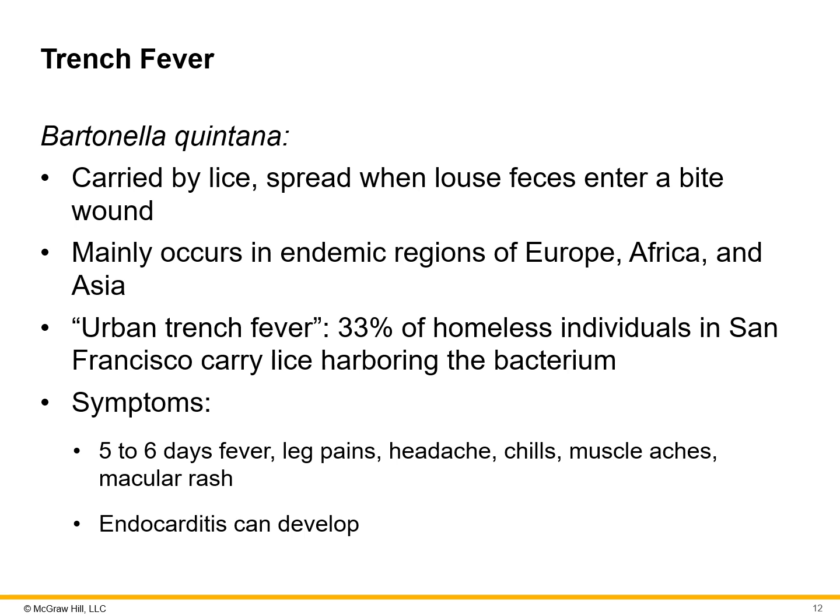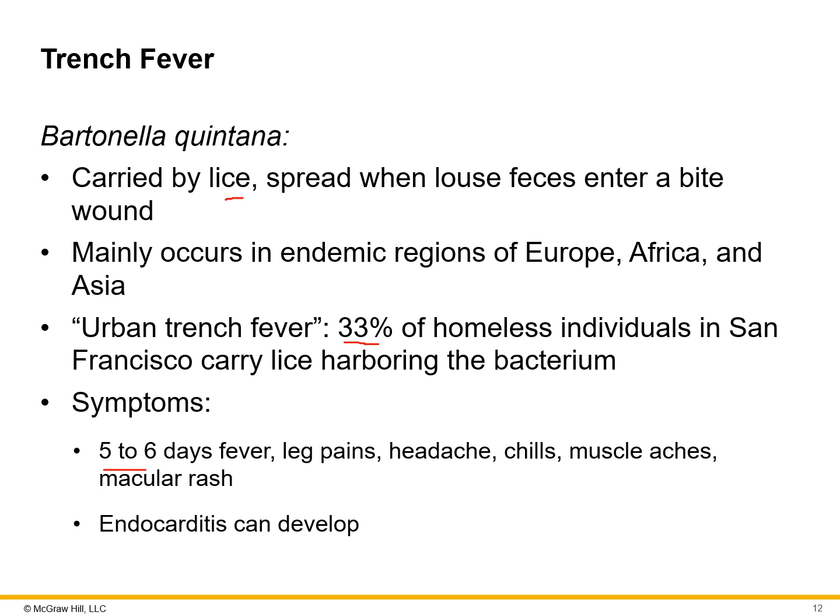Then trench fever, caused by a similar species, Bartonella quintana, and this is carried by lice. It's actually spread by their feces, and that feces enters during a bite wound. This is mainly in Europe, Africa, and Asia, but with urban trench fever, about 33% of homeless individuals in San Francisco have lice that harbor this bacteria.